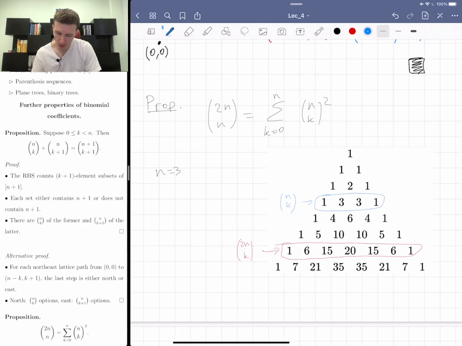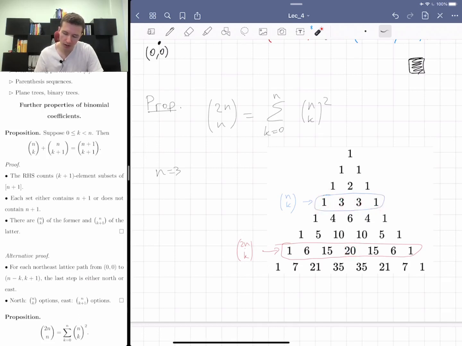Right. So the claim is that the sum of the squares of these numbers, which is 1 plus 9 plus 9 plus 1, is supposed to be equal to 20. It sounds kind of similar to what we did in the first lecture, where we summed the numbers of standard Young tableaux. But this is much easier to prove. So why is 20 equal to 1 plus 9 plus 9 plus 1?